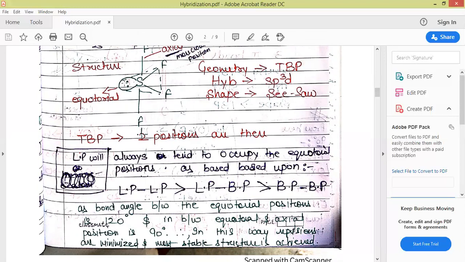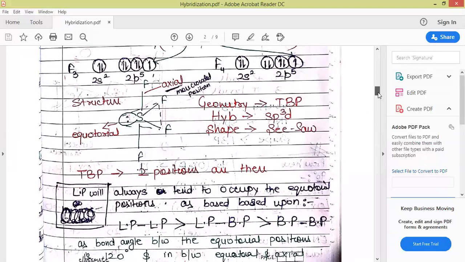So based upon the rule, that structure is going to be stable which experiences the least repulsion between its lone pairs and its bond pairs. So based upon that, the lone pair always occupies the equatorial position and the other groups are going to occupy the axial positions. So based upon this, the geometry is TBP, the hybridization we have already discussed, that is sp3d, and after hiding the lone pair, we are going to see the shape.